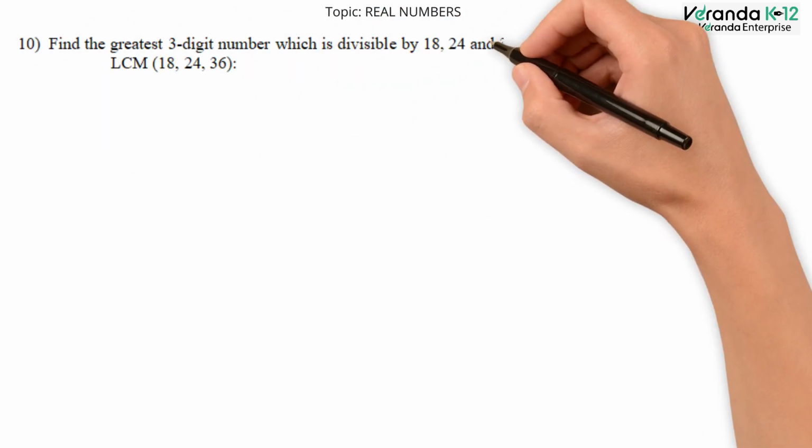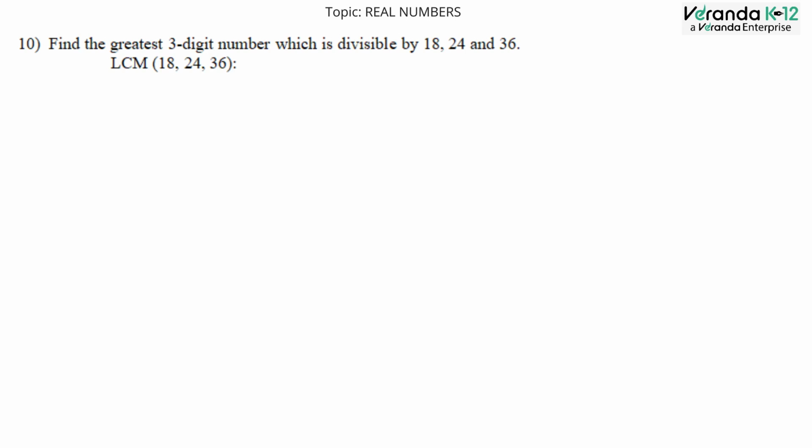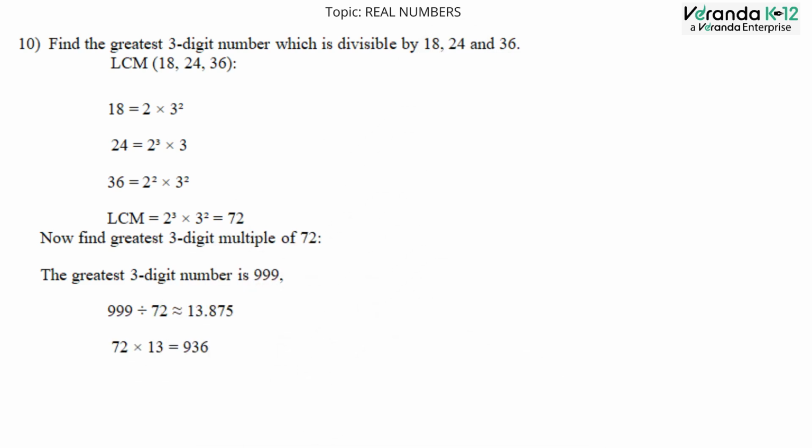Question number 10. Find the greatest 3-digit number which is divisible by 18, 24 and 36. Since we are finding the greatest 3-digit number that should be divisible by 18, 24 and 36, we have to find the LCM of these 3 numbers. So finding the LCM, we have to take the highest powers. 18 is written as 2 × 3², 24 is written as 2³ × 3, 36 is written as 2² × 3². So the LCM is 2³ × 3², which equals 72.